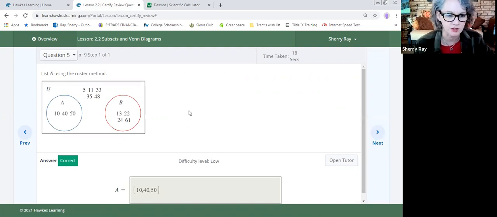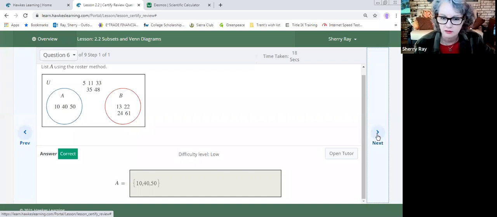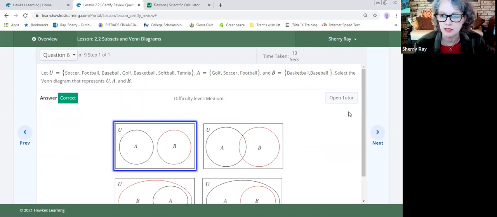List A using the roster method. So you use the little braces and you just put in the 10, 40, and 50. Braces look like curvy little parentheses, okay? And on my keyboard, it's real close to my enter button on the right-hand side. So A is golf, soccer, football, and then B is basketball and baseball. They have nothing in common. So my Venn diagram to describe that would be where my sets are just disjoint right there.